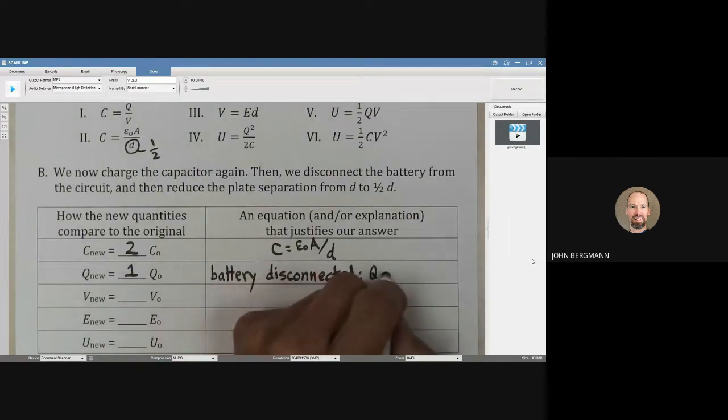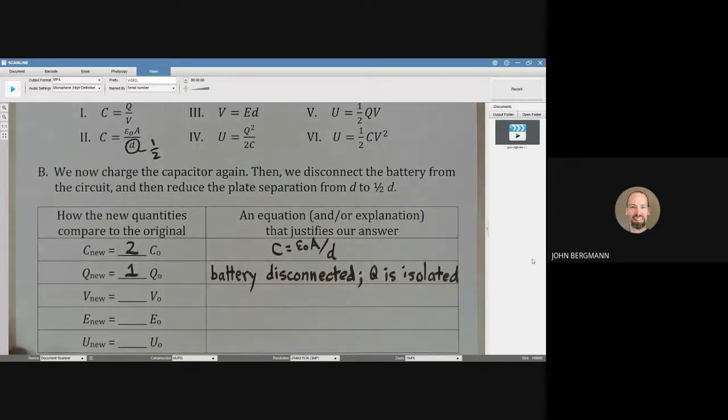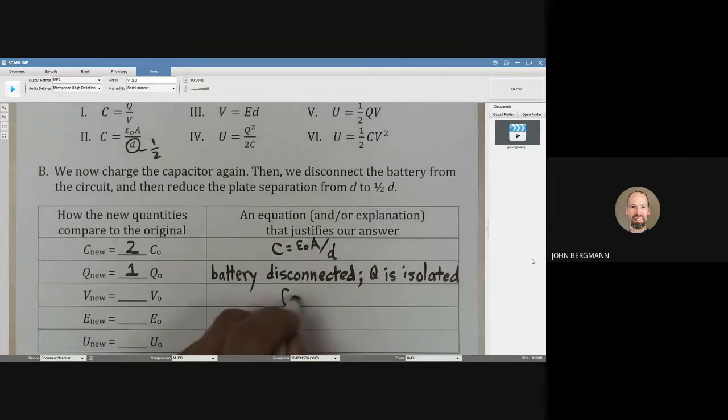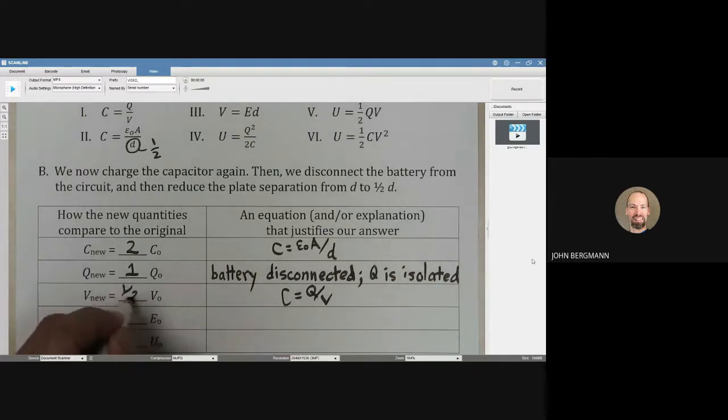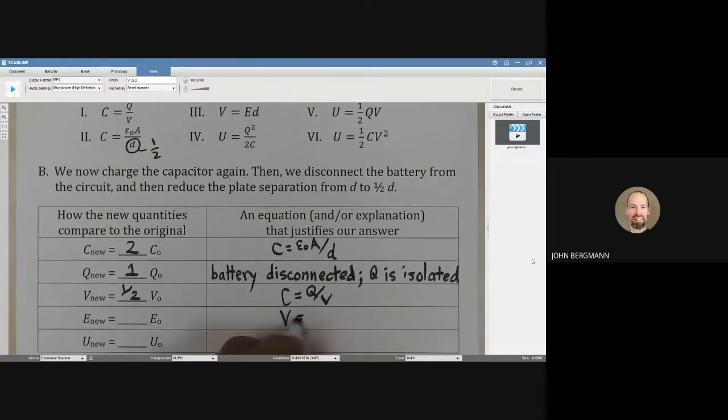The charge is isolated on the plates. It doesn't have anywhere to go. The total amount of charge can't change this time. Well, what does that mean? By the definition of capacitance, if the capacitance has doubled and the charge has stayed the same, that means that the new voltage is only half as much as what the old one was. And by the equation V is equal to E times D, if the voltage is half as much and the separation is half as much, then the electric field is the same as what it was before.